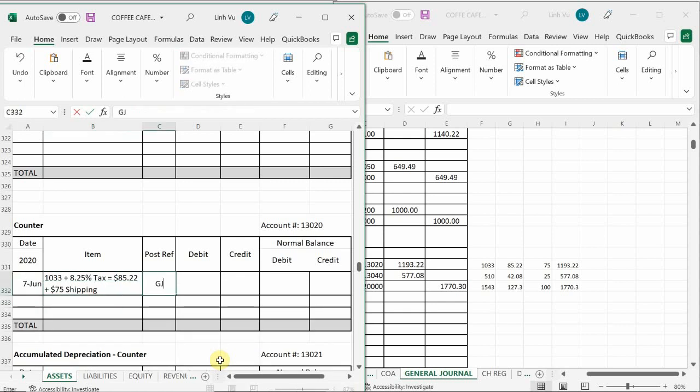General Journal, we're on General Journal 2. And this was a debit for $11.93.22. That was the total price of my counter.